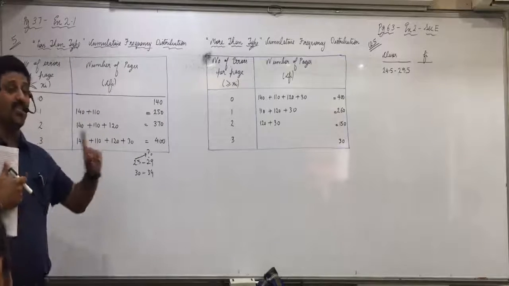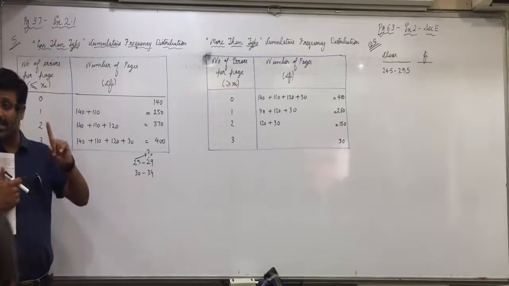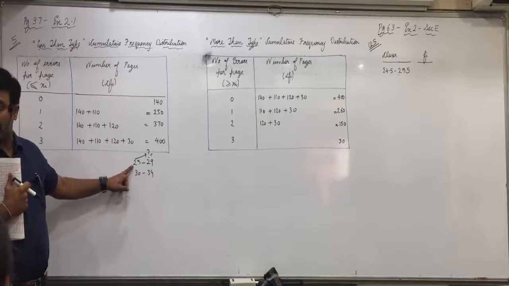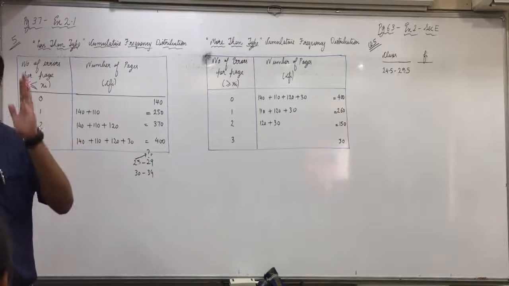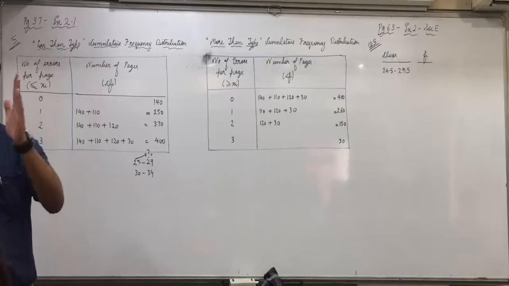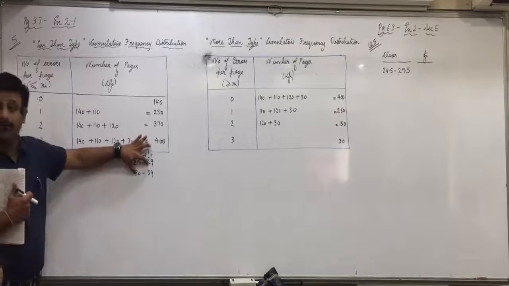When there is a difference of 1, like after 29, simply subtract 0.5 from the lower boundary point, the lower limit, and add 0.5 to the upper limit. You get the exclusive classes. From 25 you subtract 0.5, 24.5. And in 29 if you add 0.5, 29.5. But do it only when there is a gap of 1.